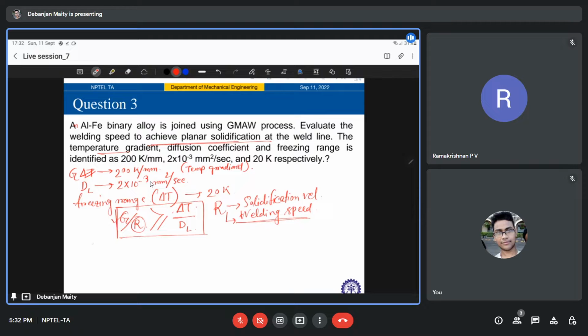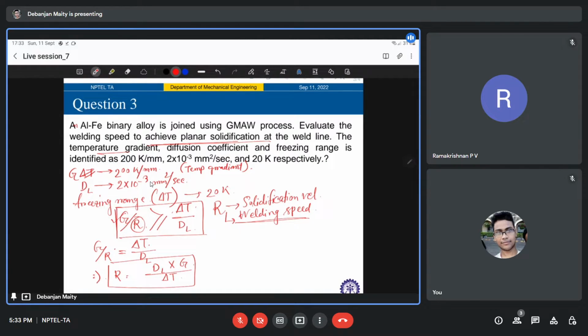So your G value is given as 200. Okay, let us do some math first. If you are doing some limiting condition, G by R is equal to delta T by DL. So my R will be DL into G divided by delta T, right?